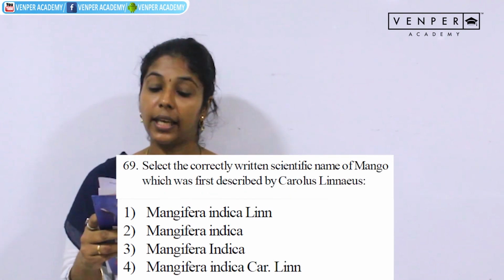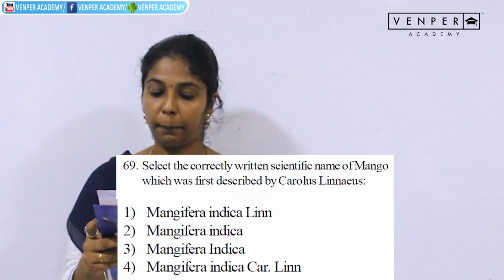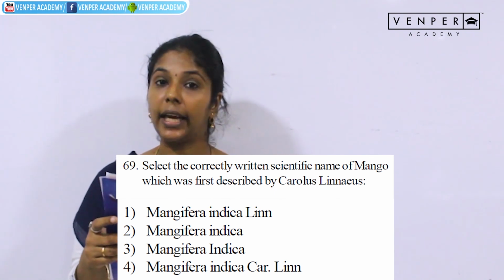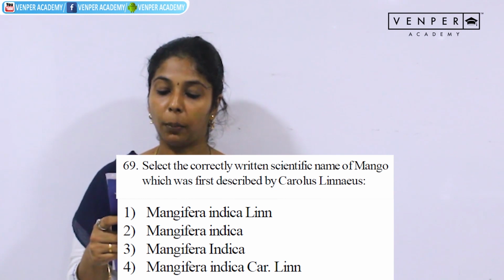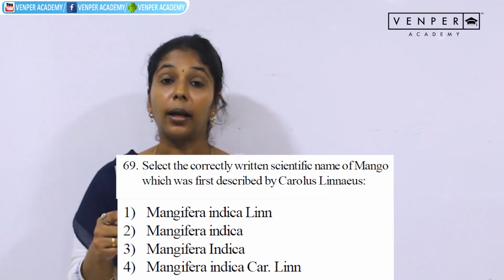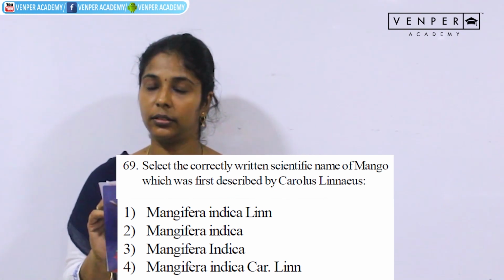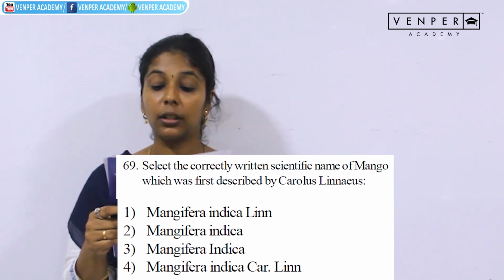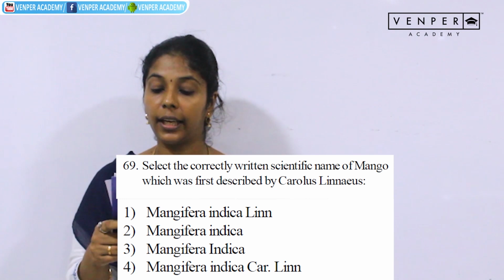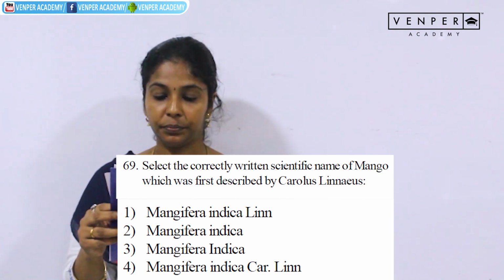69th question. Select the correctly written scientific name of mango, which was first described by Carolus Linnaeus. Option 1, Mangifera indica Linn. Option 2, Mangifera indica, where the I is in a small letter. Third option, Mangifera indica, where the species name is given in a capital letter. Fourth, Mangifera indica Carlin. The correct option is Mangifera indica Linn. It is with the specific epithet.